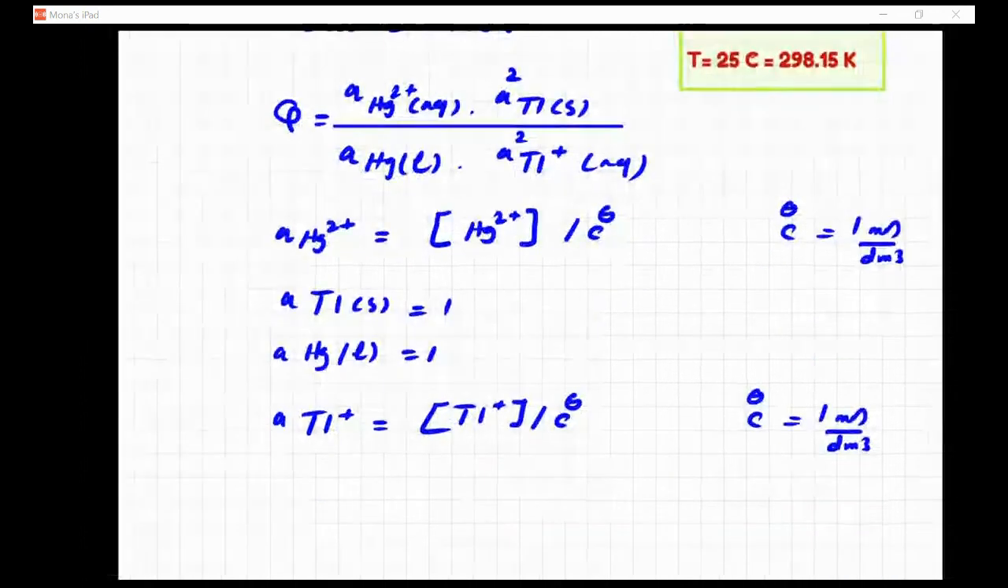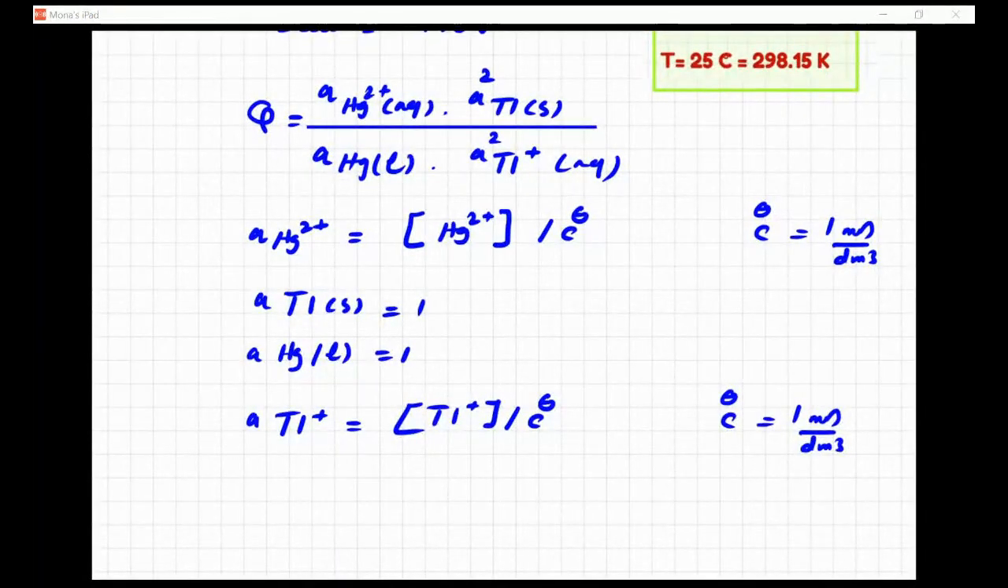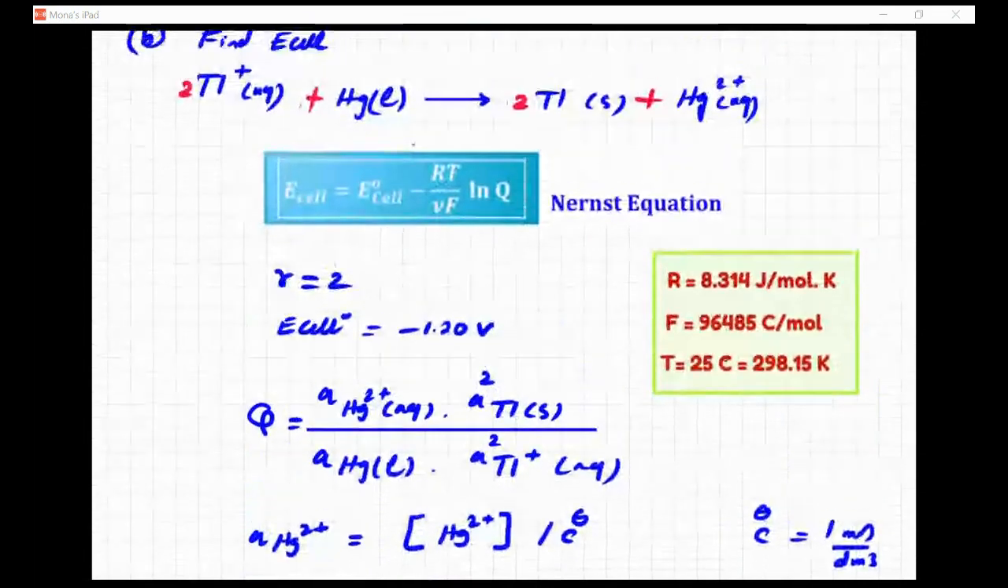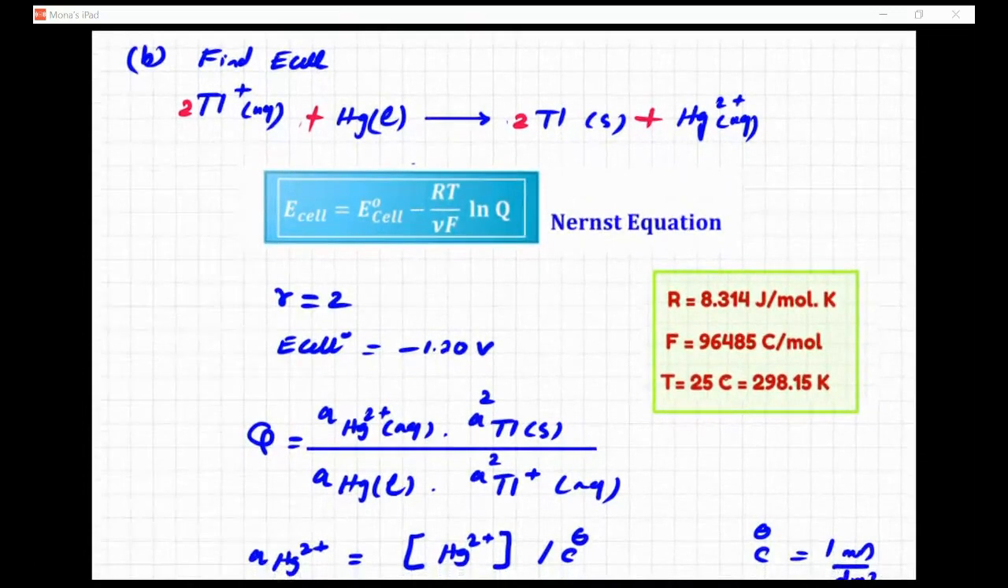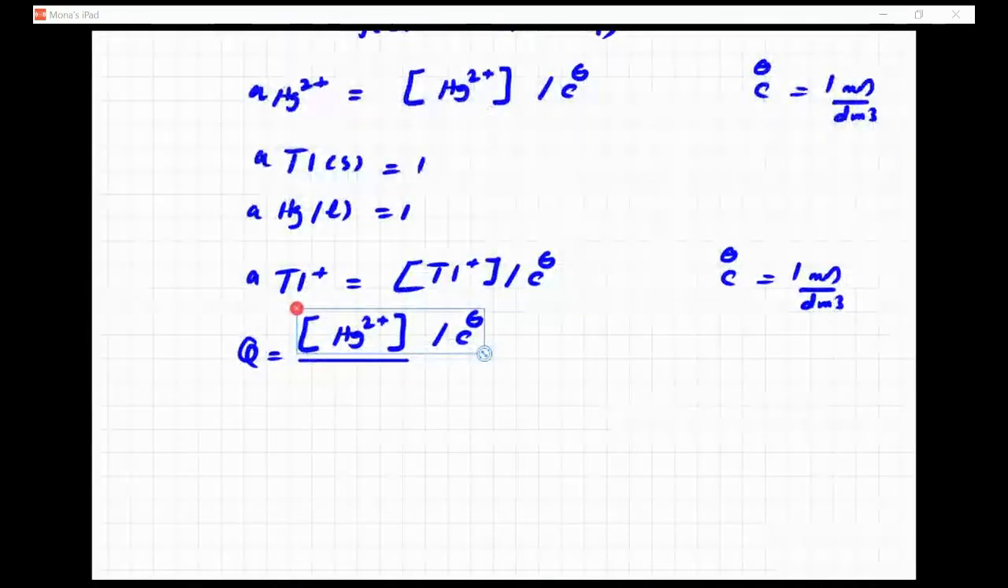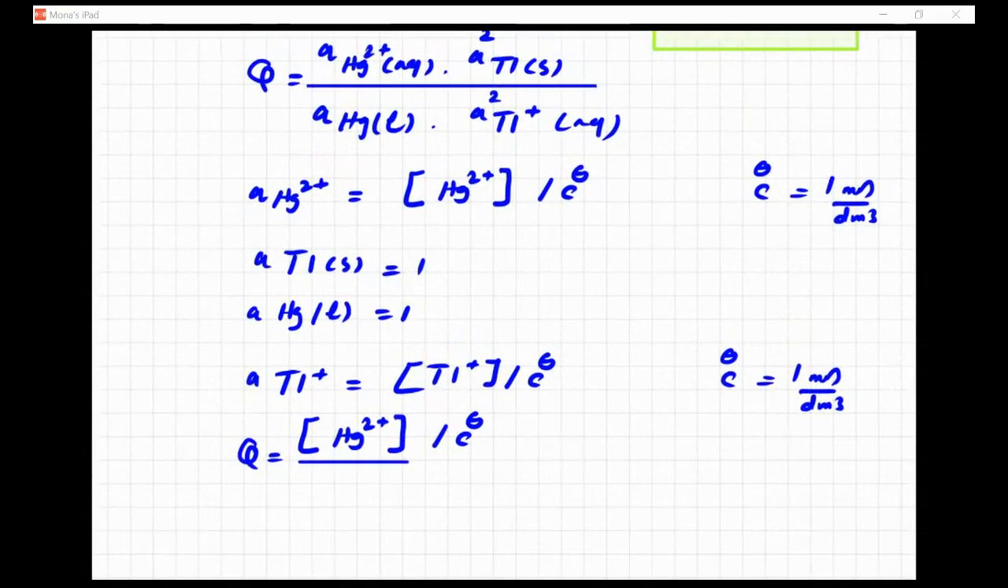Now we are going to go to our quotient and replace the activity of G2 plus by this here. And of course, I will also use the activity of TL, which is equal to this.